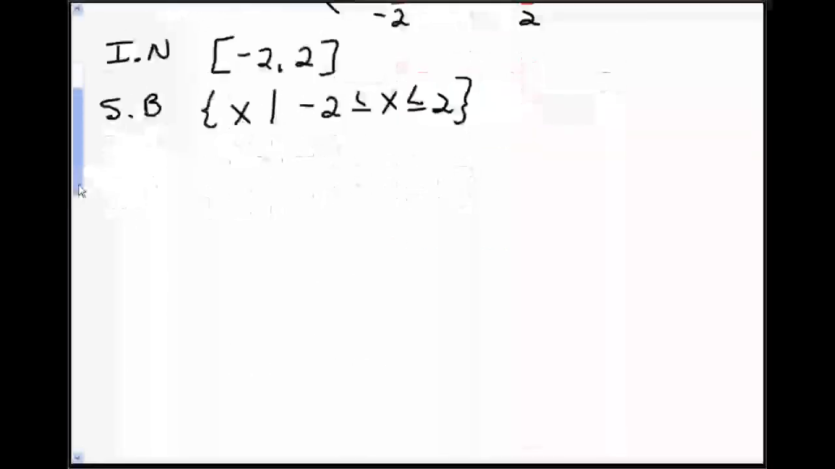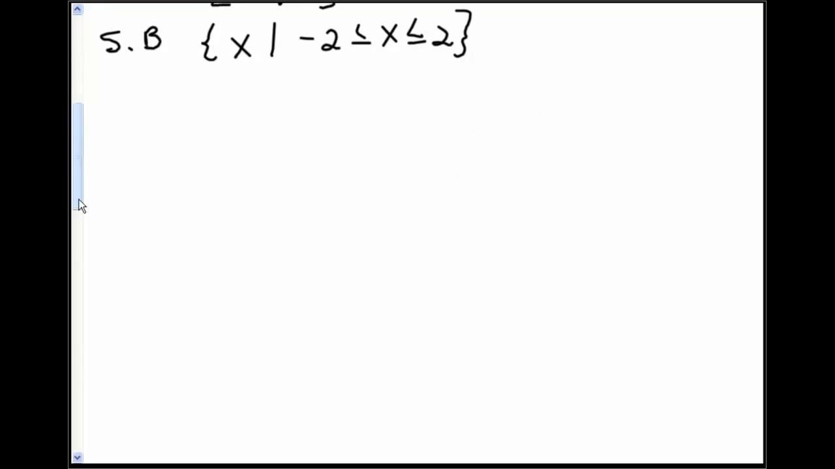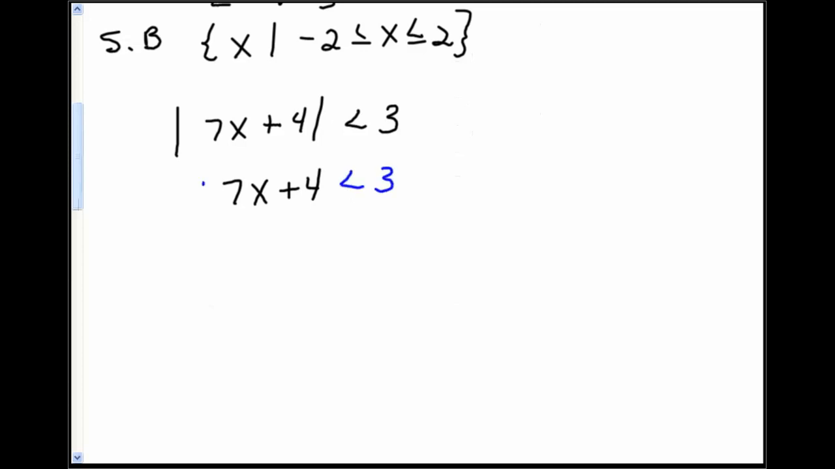All right, let's take another example. Let's look at the absolute value of 7x plus 4 is less than 3. Now, this absolute value expression is isolated. It's by itself on one side of the inequality. So when we remove the absolute value bars, we have 7x plus 4, and it will be between negative 3 and 3. You see, we've kept the same inequality symbol.